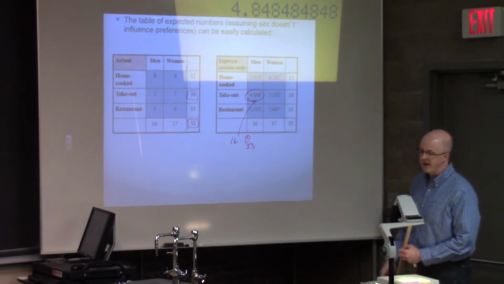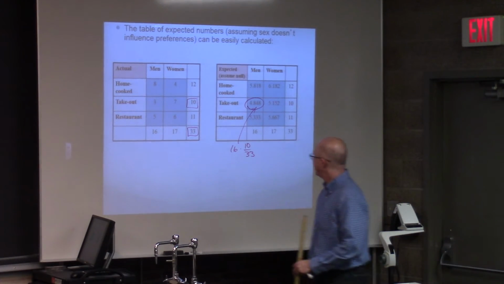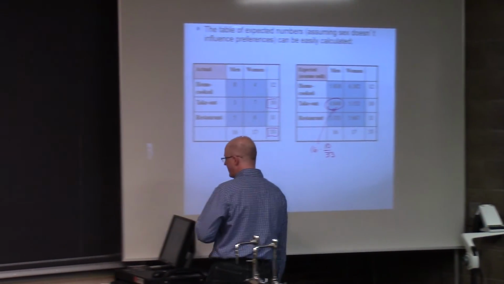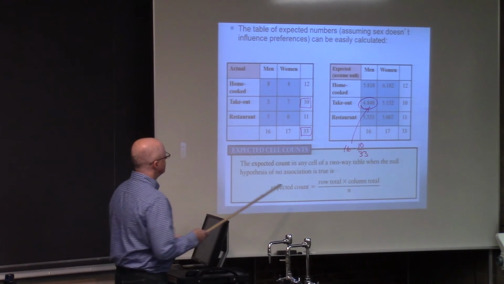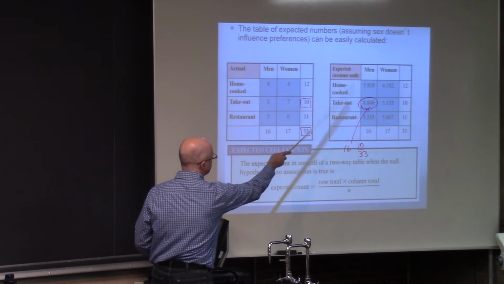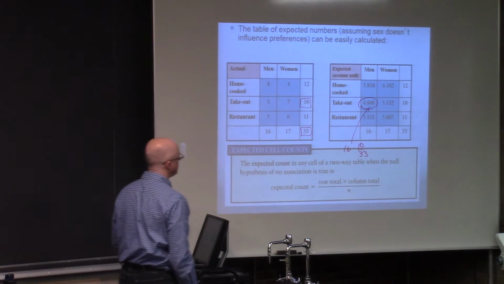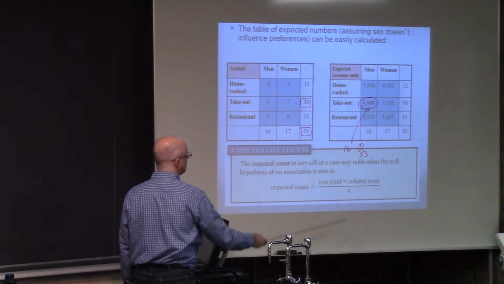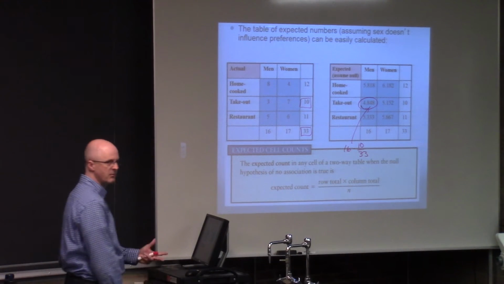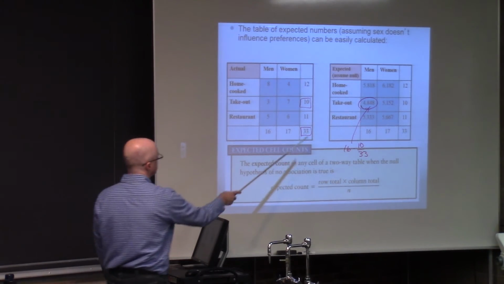So you can certainly calculate those numbers in this way, and that turns out to be equivalent to the following formula. To find the expected count for each one of these cells in blue in this expected table, take the row total times the corresponding column total for that cell and divide by n, where n is the total number of people here. It's the 33 in this case.